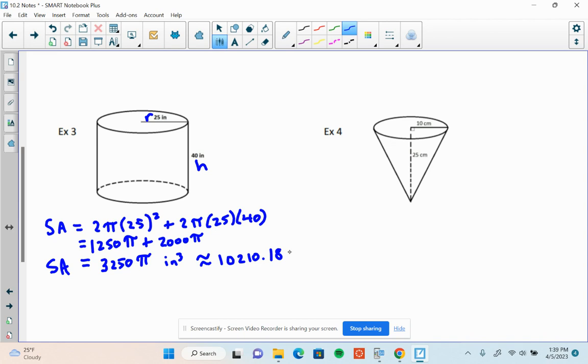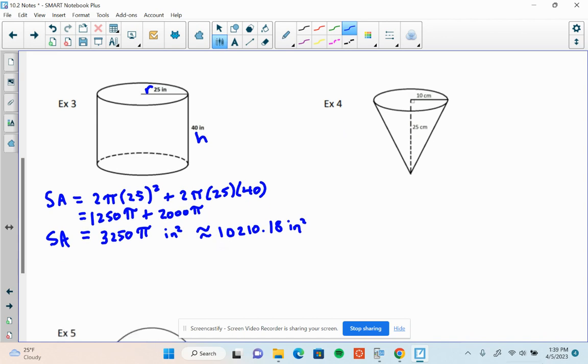10,210.18. And I wrote inches cubed, but this is area, so I need to go back and I need to fix this. It is not cubic inches, it is square inches. It's area. Area is in square inches. Okay, so let's make sure we fix that. It is square inches. Now we're going to do the volume.